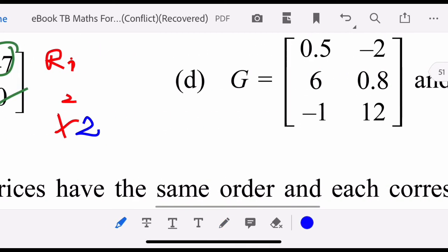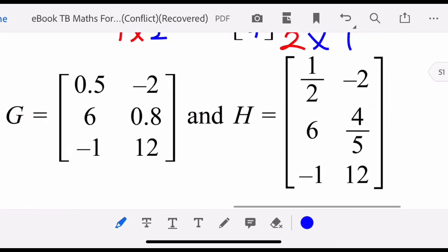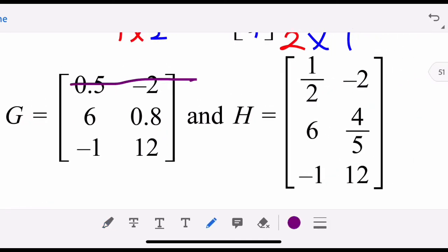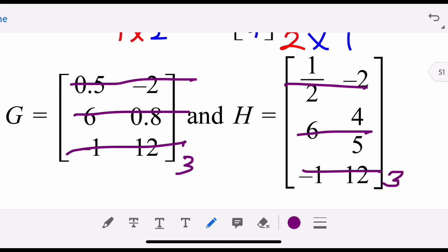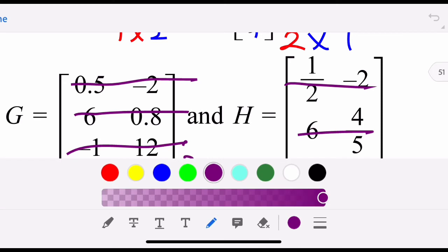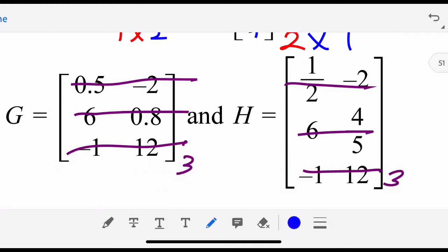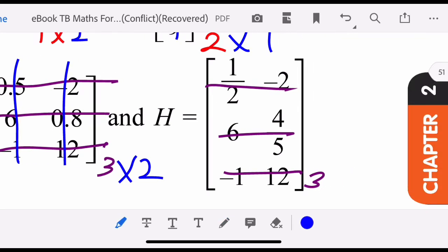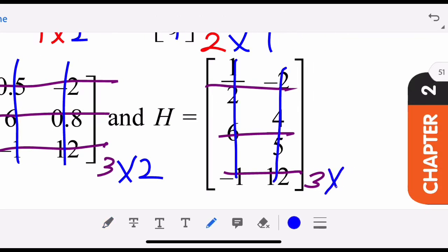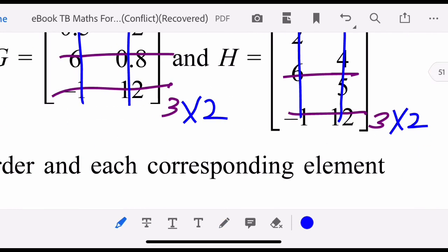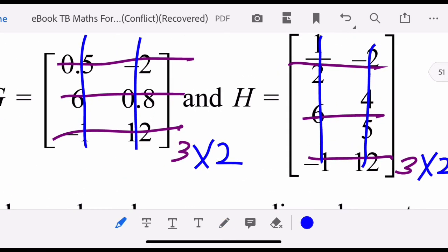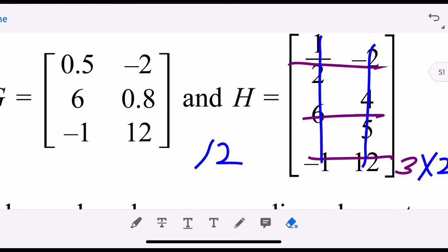Alright? And then for this one, let's check it out. The number of rows is 1, 2, 3. Now let's check the number of columns. Just now was row, now is column. 2 by 2. Okay, 1, 2, 3 by 2. It seems like they have the same order.